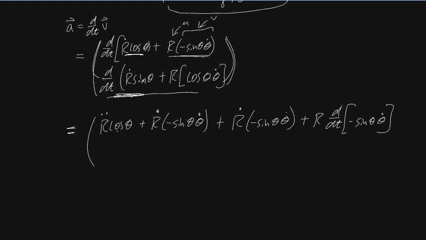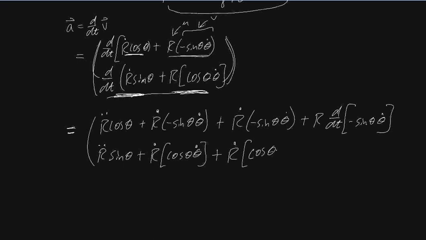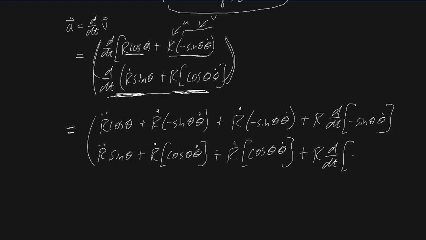First of all, let's do this one. That's going to be r double dot times sine theta, and now we're adding that to r dot times the derivative of sine theta, which is just going to be cosine theta, theta dot. And that's going to be added to, now that we've sorted out this term, let's do this term. That's going to be r dot times cosine theta, theta dot. And then we're going to add that to r times, well, we don't know what it is yet, but it's going to be the derivative of cosine theta, theta dot.